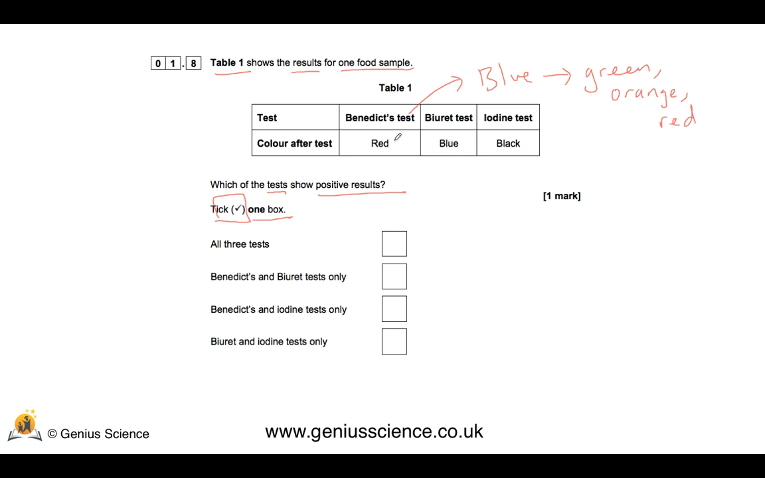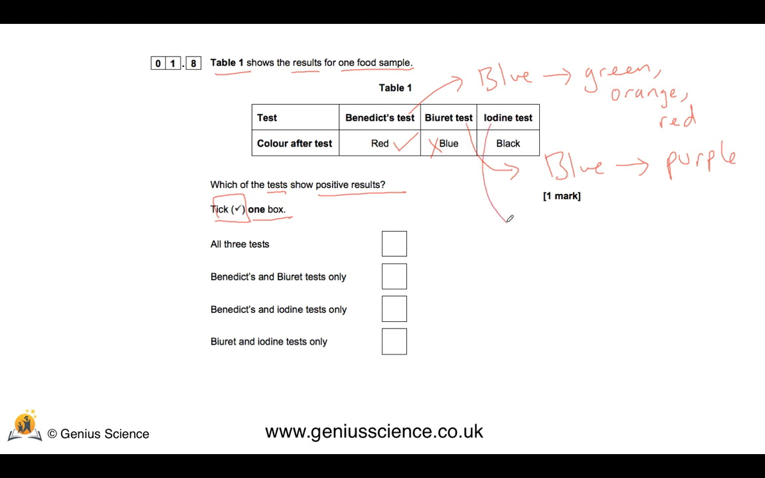So we can see here we have a positive test. Now for Biuret, again, Biuret solution is blue. And if it is positive for protein, it will turn to purple, or it can also turn a pinky colour. You can see here it's blue, so that is a negative result.